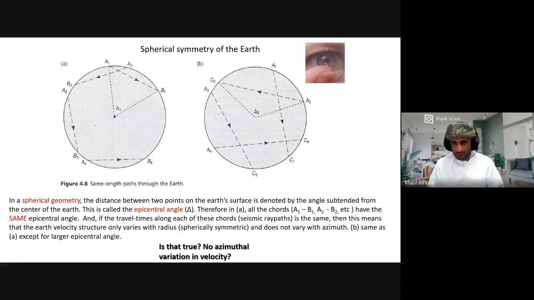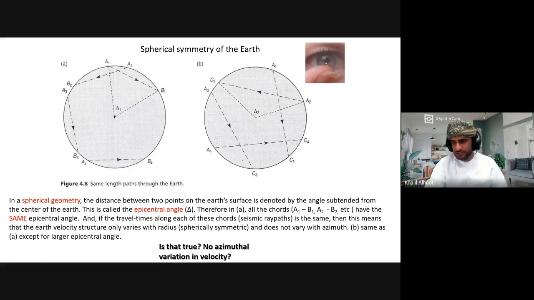If the Earth is uniform, the velocity is the same in every direction. There is no change of velocity, just a single velocity value. The time the wave travels from here to here is equal to the time from here to here, from here to here, and finally from here to here. Why is that? Because all these distances are the same. It's also applicable to this case. The only difference is the distance has increased.